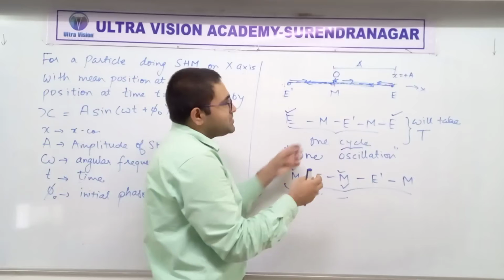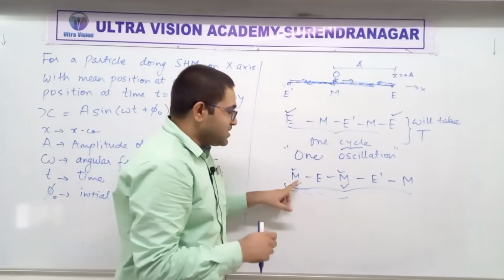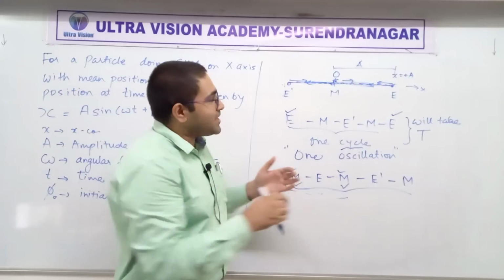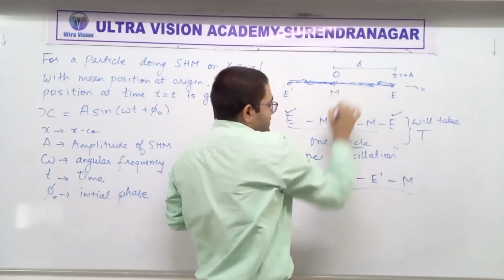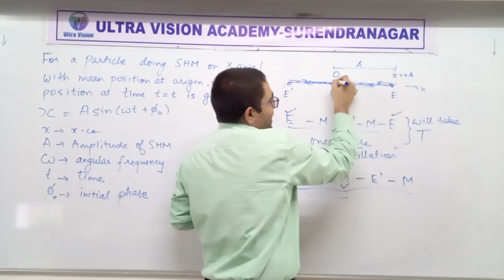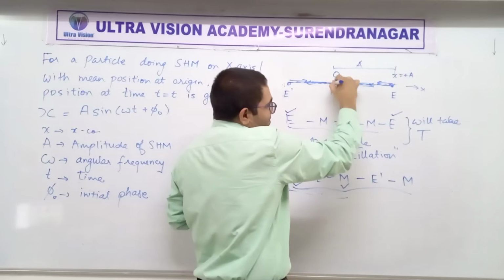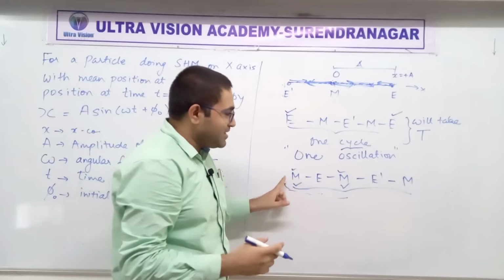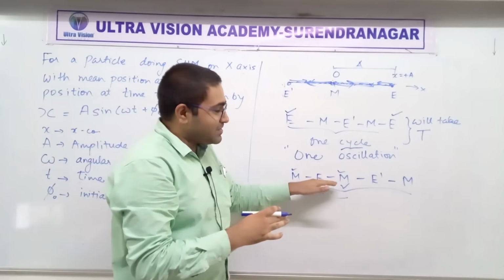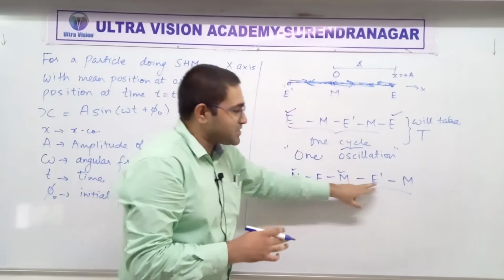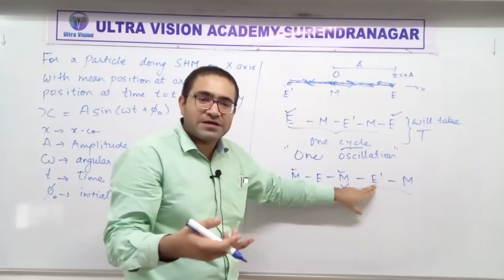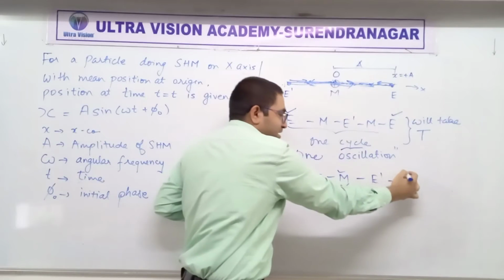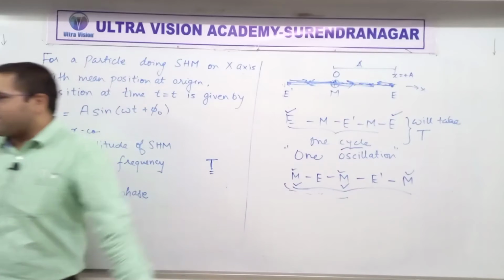Because the key thing is, position is repeated, fine, but the direction is not repeated. First it goes from M to E to M, then it will not go back to the right side, it will go towards the left side, so it's doing something new. You understand what I am saying? M to E to M, fine, but then it's not going back to E, it's going to E dash, which is something new, so that's not repeating. Is that clear? So E dash, and then when it comes to M, one oscillation is completed. Completely clear all this?